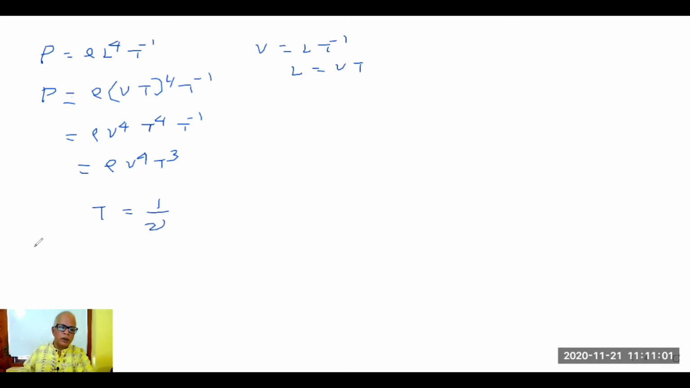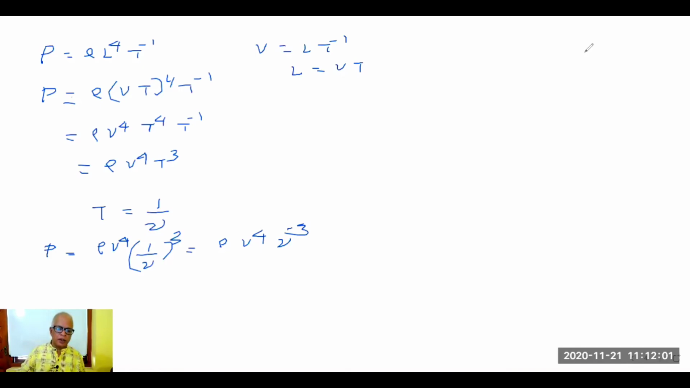So, what will you get? P is equal to rho V raised to 4 into (1 by nu) cube, that is rho V raised to 4 nu raised to minus 3. This is the dimension of linear momentum.